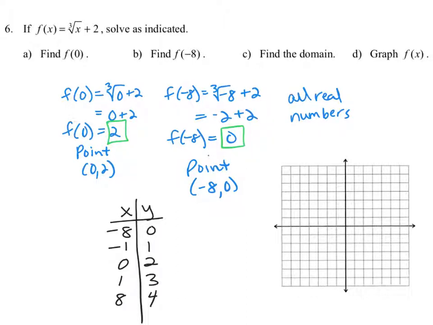Now I've gone ahead and made a table of values so we can get a better sketch, and we can plot those points: negative 8, 0; negative 1, 1; 0, 2; 1, 3; and 8, 4. So that should give us enough points to get a general idea of the shape of this cubed root of x plus 2 function.